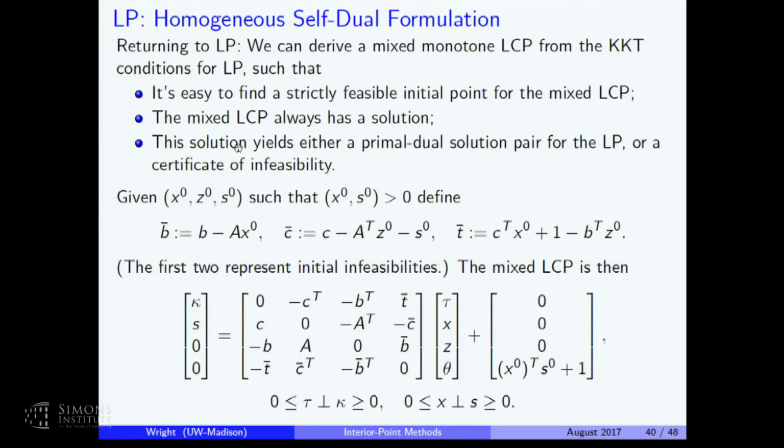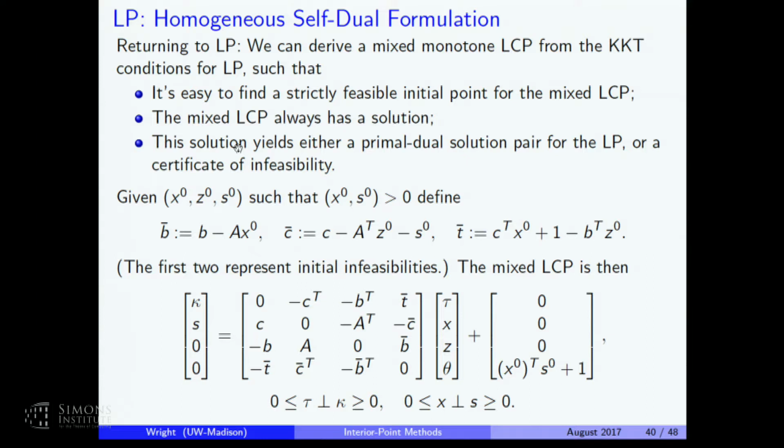And lastly, from the LCP solution, you can back out a primal-dual solution pair to the original LP, or some sort of certificate of infeasibility. So very, very appealing properties. So the idea is, again, you just go back to the original LP: give me a point x naught, z naught, s naught, with x naught, z naught strictly greater than 0. Okay, so give me that starting point.